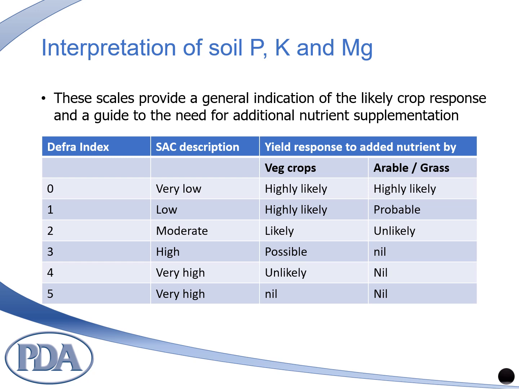To aid interpretation of the different concentrations of individual nutrients, index or descriptive scales are used. These scales provide a general indication of the likely crop response and therefore a guide to the need for additional nutrient supplementation, as shown in this table.